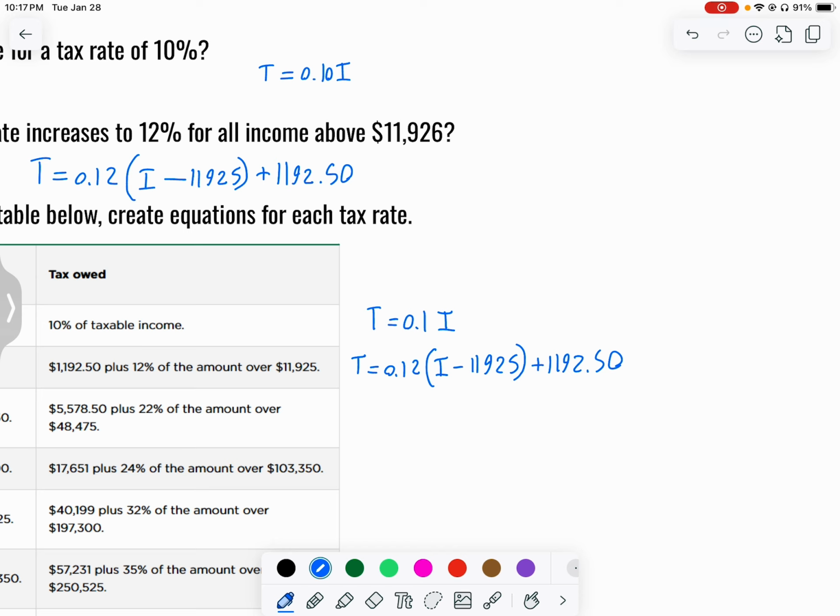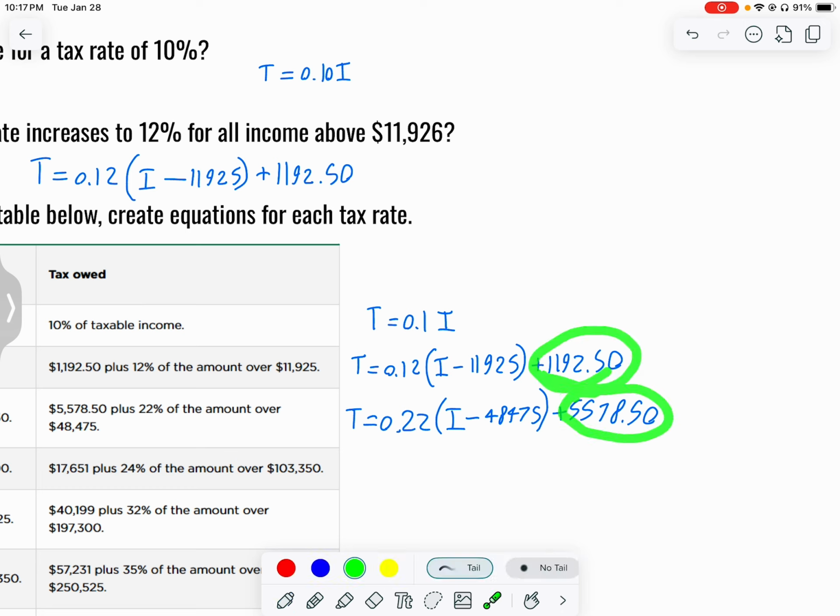Well, what's our third one? Well, same kind of thing. The tax rate is equal to 0.22 this time, times the income minus 48,475. Notice that I'm getting it from right there. And plus 5,578.50. Now, some of you may be wondering why we're putting this at the end rather than the beginning.